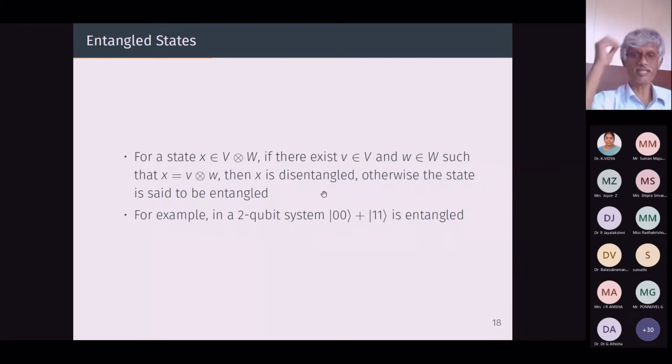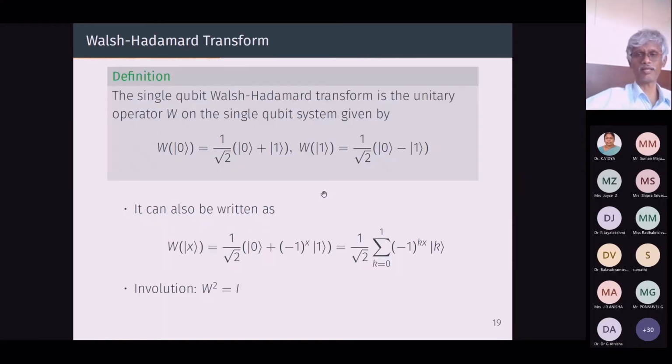So a simple exercise for all of us: if you have a 2-qubit system, you look at ket |00> plus ket |11>. It is pretty easy to prove that this is entangled. That is, you cannot find a v and w such that |00> plus |11> is equal to v tensor w, where v is coming from a 1-qubit system and w is coming from a 1-qubit system. Okay, so that is an easy exercise to complete.